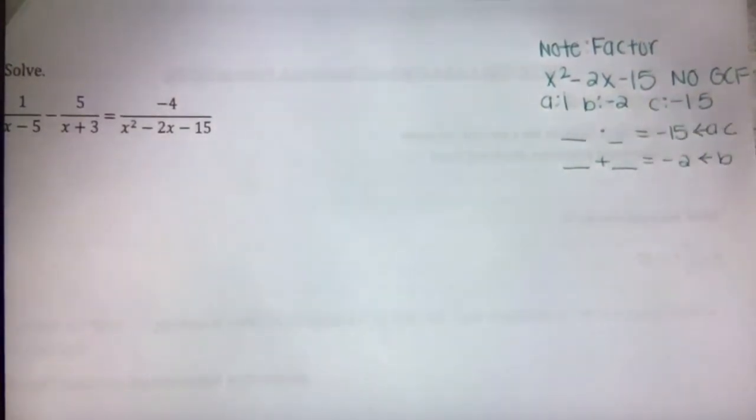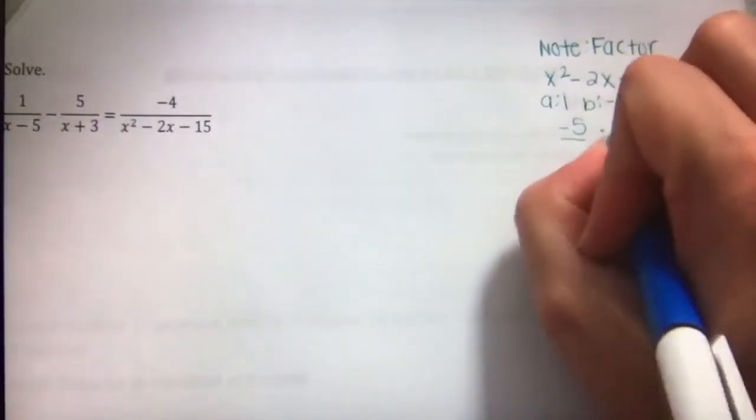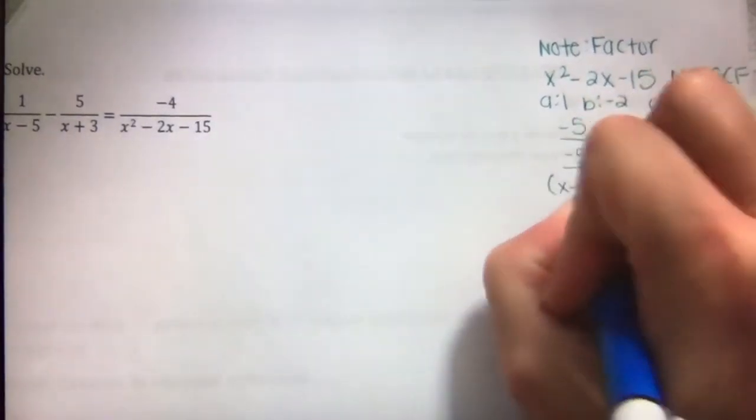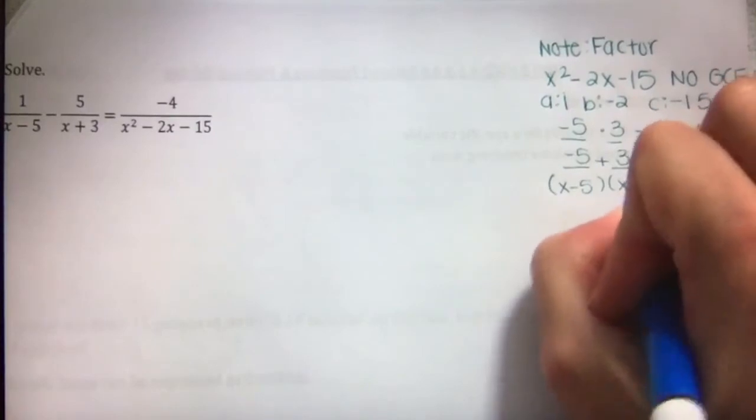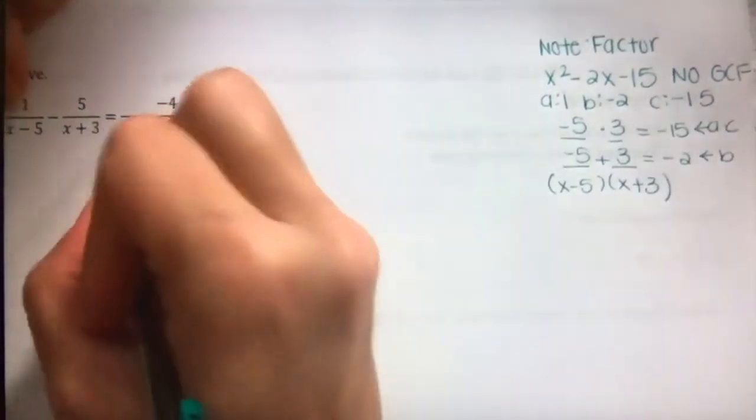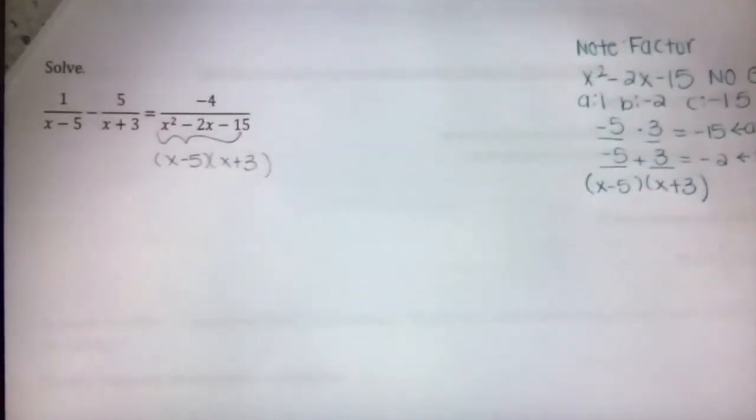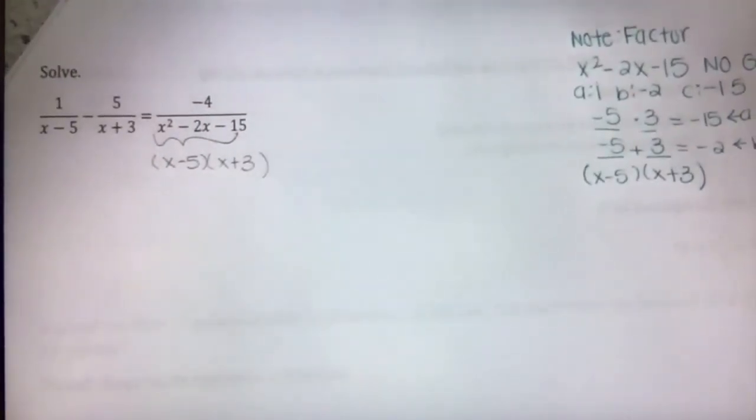Negative 5, positive 3. Perfect. That way negative 5 times 3 is negative 15, and negative 5 plus 3 is negative 2. Because a is 1, thankfully we don't have to factor by grouping. We can use our shortcut and go straight to our factors. So we have x minus 5 and x plus 3. So we know this first fraction is really x minus 5 times x plus 3. Hey, wouldn't you know, there's already x minus 5 and x plus 3 there. It's done. So we know what our denominators are.